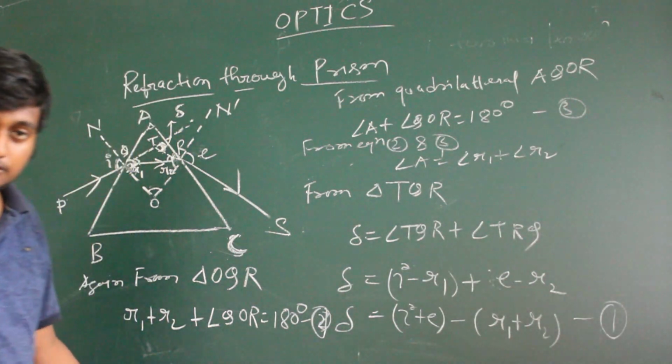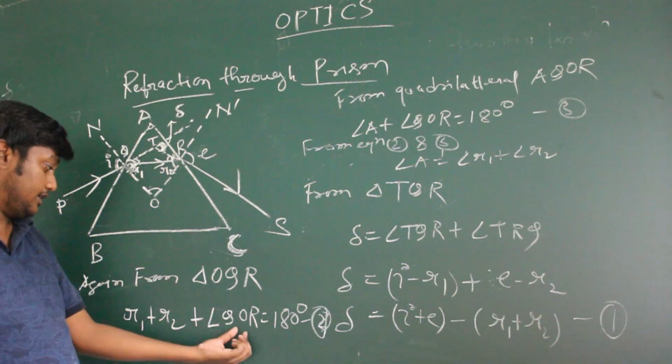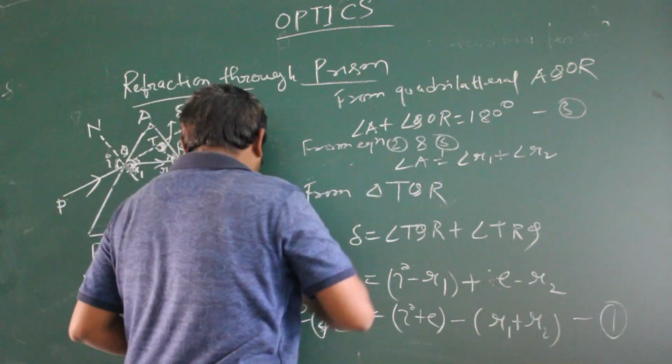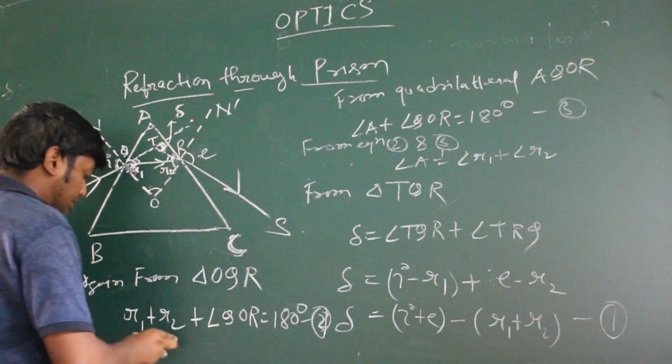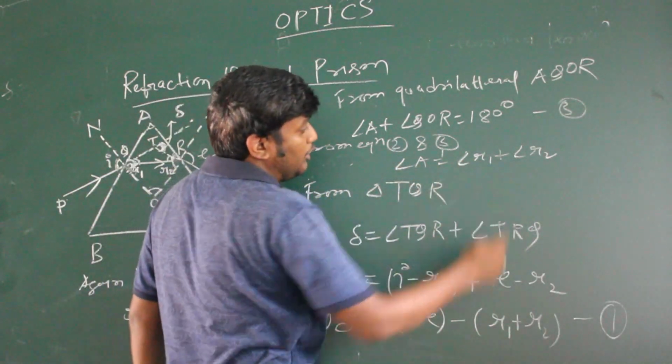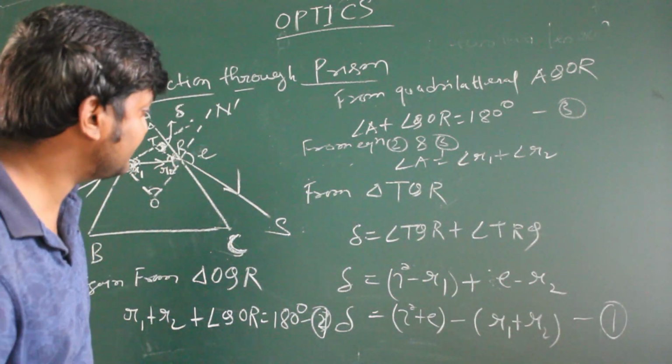Yes or no? Yes, obviously yes, because here QR is common. So if these two sides are 180 degrees, then A must be equal to R1 plus R2. So from this we can write A equals R1 plus R2.